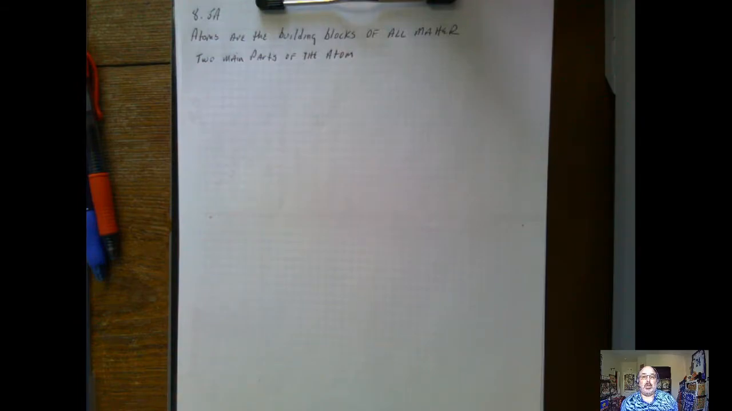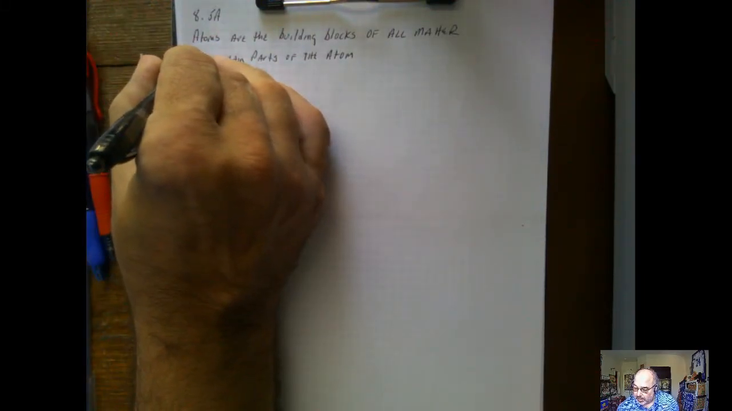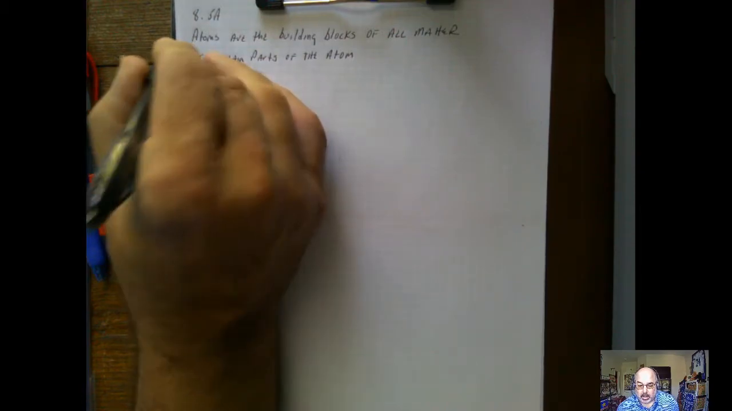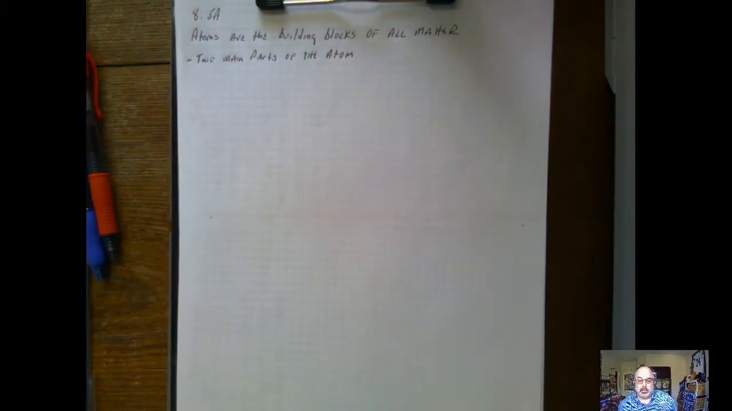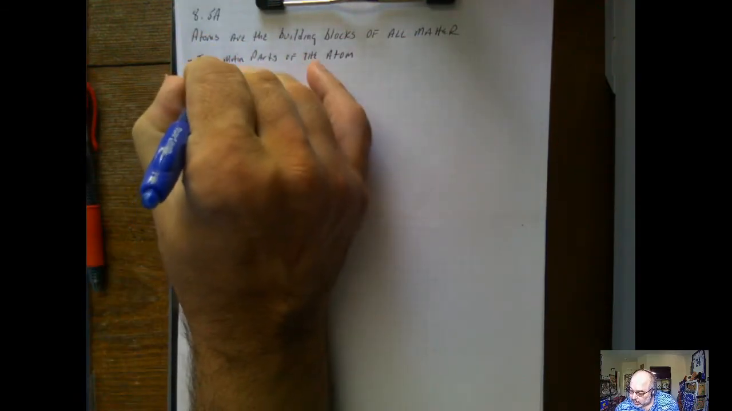So atoms are the building blocks of all matter, and there are two main parts of the atom. And remember, again, our objective is to understand the names, locations, charges, and masses of the protons and neutrons in the nucleus and the electrons in the electron cloud. Okay, so the first part of the atom is the nucleus.